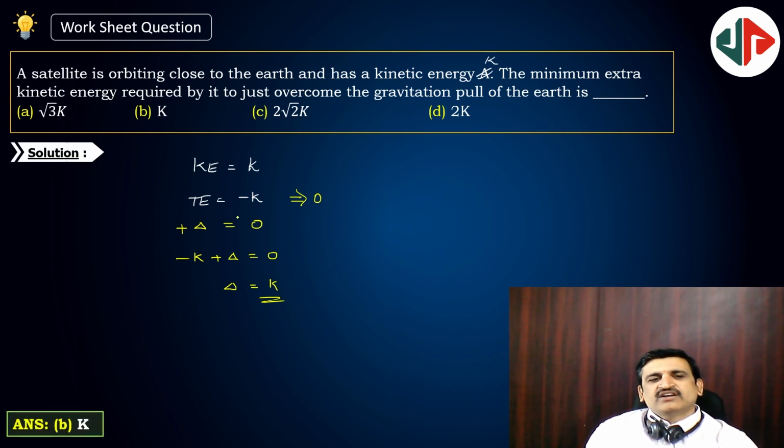I repeat, total energy is minus K. If total energy becomes 0, it escapes. So how much? See, I have minus K, the minus means a loan. Loan K I have. When will I be free? If the loan is cleared. That means how much do I want? That much I want. That's it.